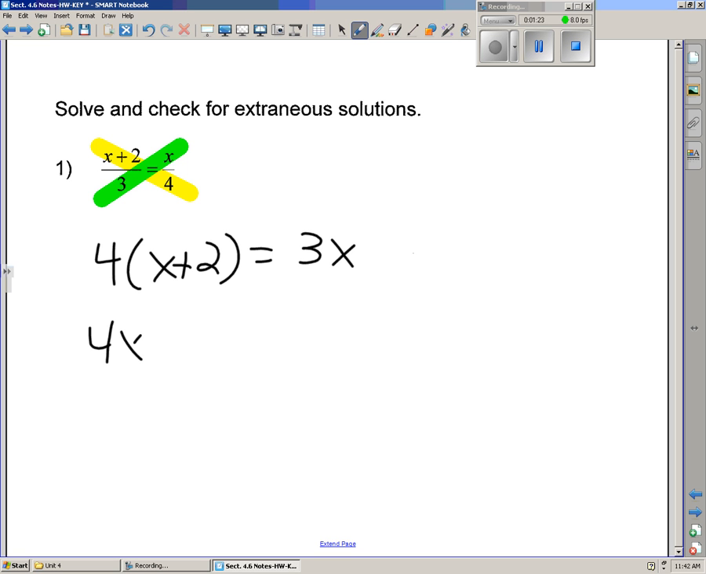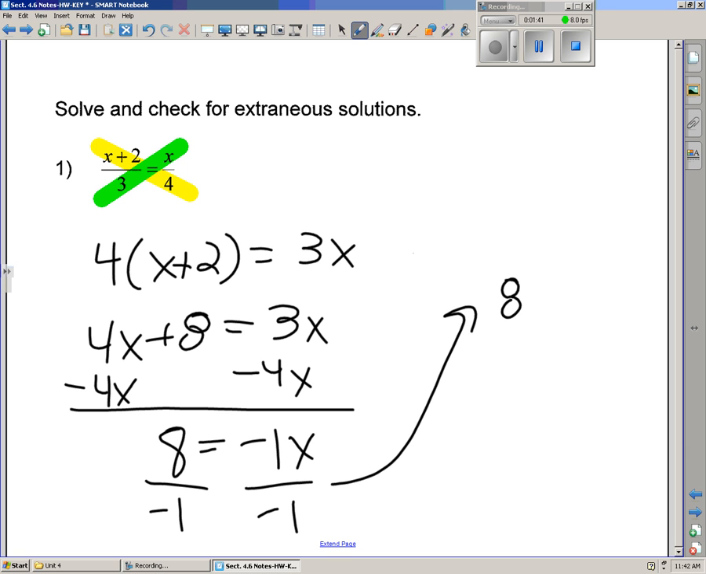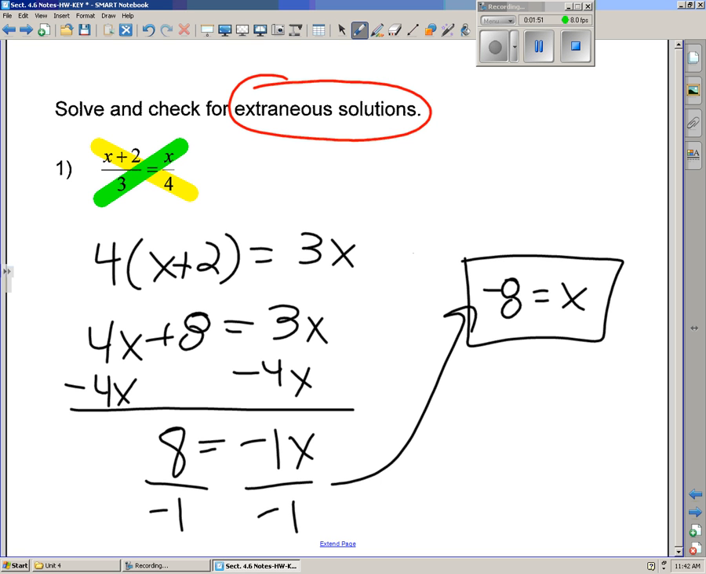This one, 4 times x plus 2, becomes 4x plus 8 equal to 3x. If you start solving this equation by subtracting 4x on both sides, you get 8 equal to negative 1x. You can never have a negative variable, so the bottom line is negative 8 is equal to x. Extraneous solutions only happen if you have a variable in the denominator. Since there are no variables in the denominator, there is no such thing as an extraneous solution, so your answer is just fine as is.